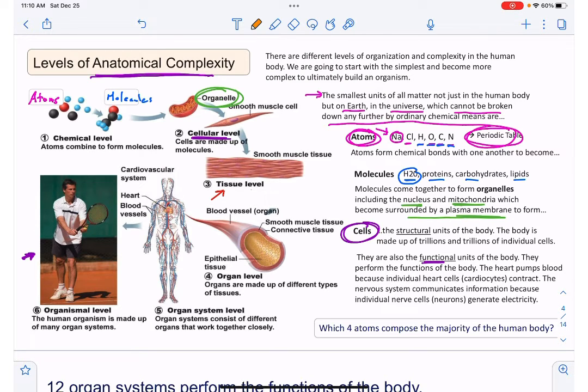Then when you have two or more tissues that form a discrete structure that performs a function for the body, that takes us to the next level, which is the organ level. And a blood vessel is considered an organ. It's made of epithelial tissue, different types of connective tissue. There's muscular tissue in there. There's nervous tissue in there. And it comes together, forms a discrete structure, and it performs a function.